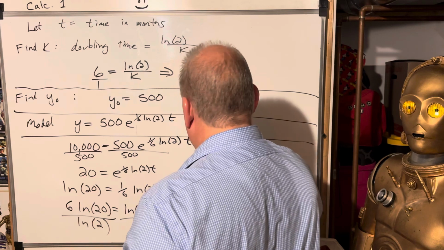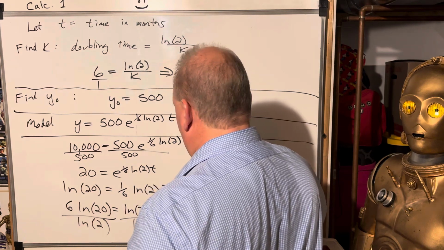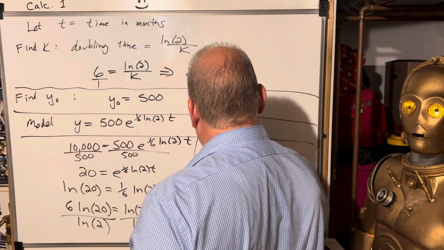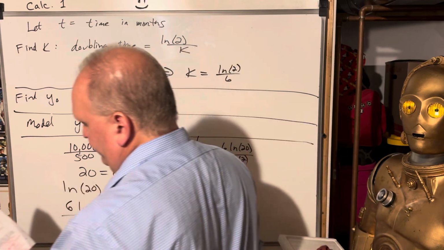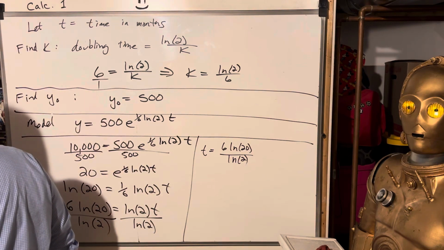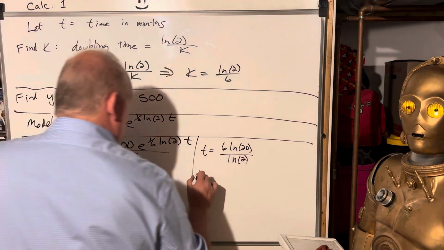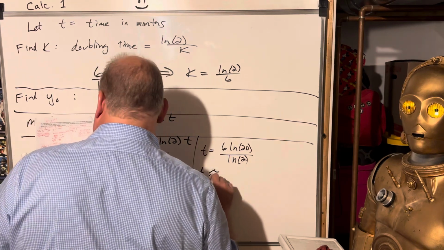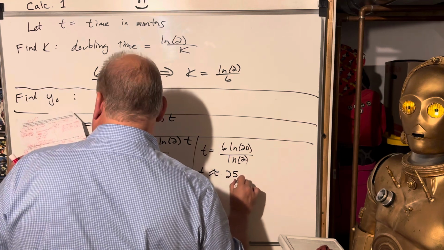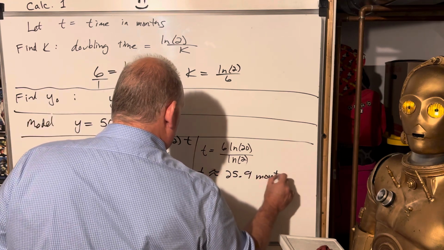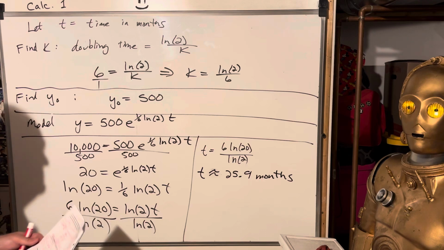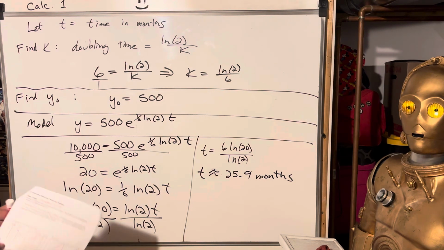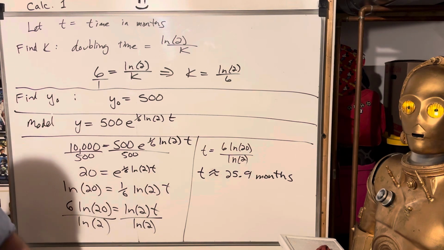Now, if you just tell your neighbor that they can start fishing when 6 ln 20 divided by ln 2 happens, they're probably going to want an approximation in months. So let's go with approximately 25.9 months, 26 months for the fish to be at least 10,000. All right, that was it for 6.2.